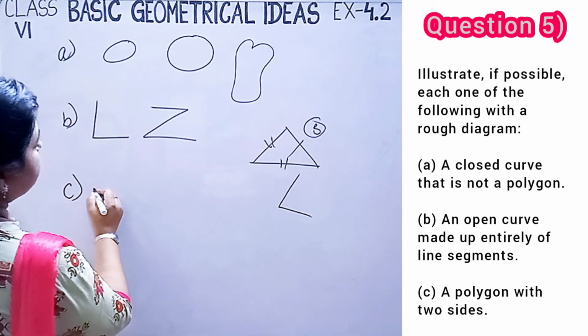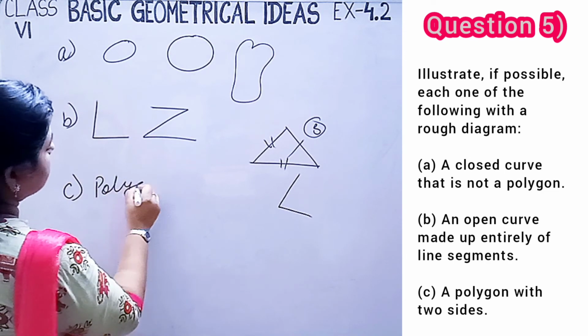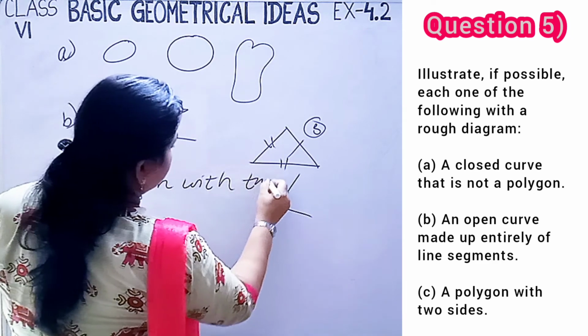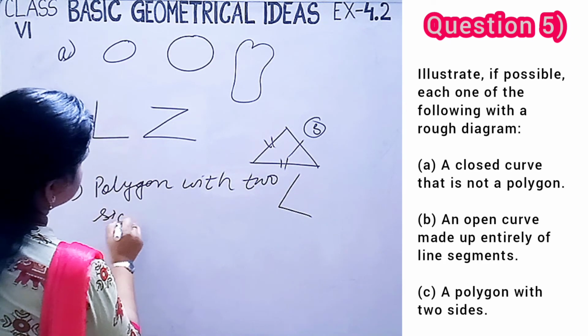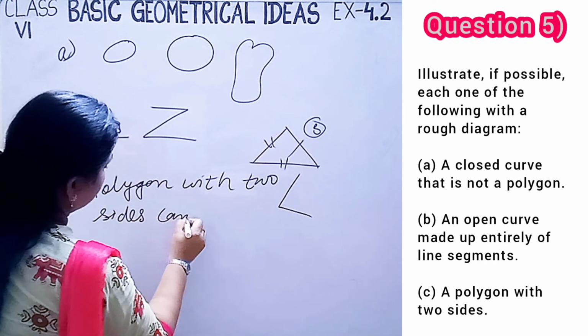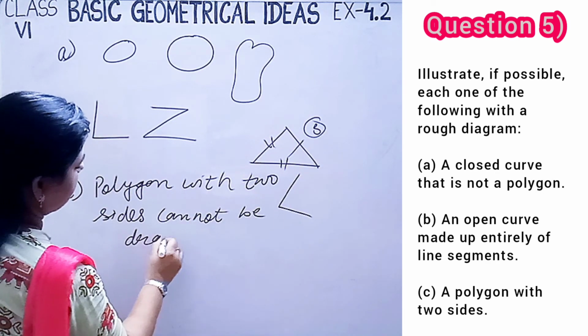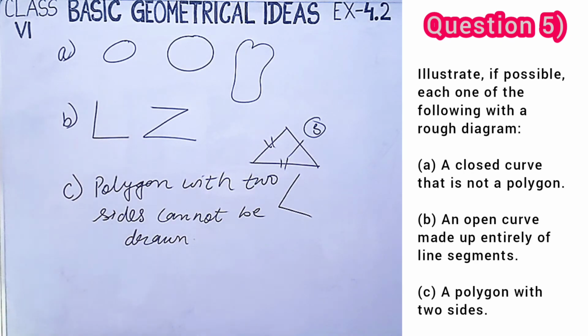So the answer is a polygon with 2 sides cannot be drawn. Answer.